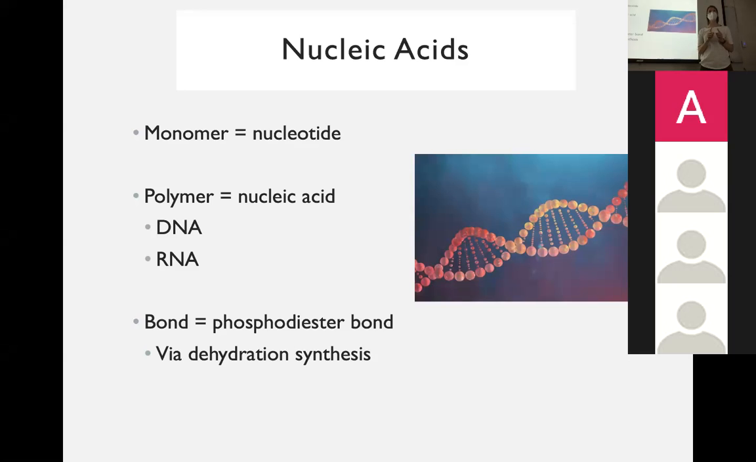Just like with all of the other macromolecules, I want you to know the bond name between the monomers. So each time a nucleotide is attached to another nucleotide, it's called a phosphodiester bond. I'm not going to talk about the meaning behind that, but it obviously involves a phosphate. We'll look at a nucleotide in just a second, and you'll notice that it does have a phosphate group on it.